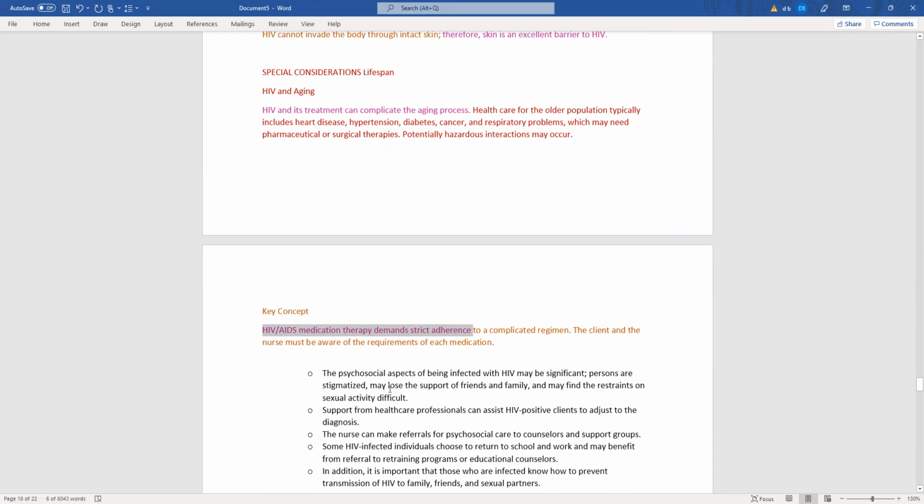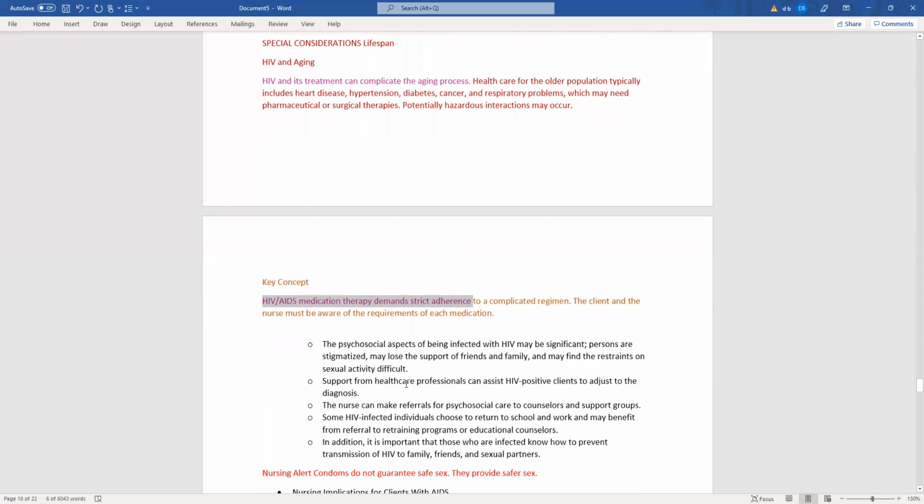Persons are stigmatized. They may lose the support of friends and family, and they may find a restraint on sexual activity difficult because don't nobody want to have sex with somebody that has HIV. Let's just keep it 100, okay? So they're looking at you like, oh hell no, everybody knows how it is. I'm not even gonna sugarcoat it. That's how it is. So support from healthcare professionals can assist HIV positive clients to adjust to the diagnosis.